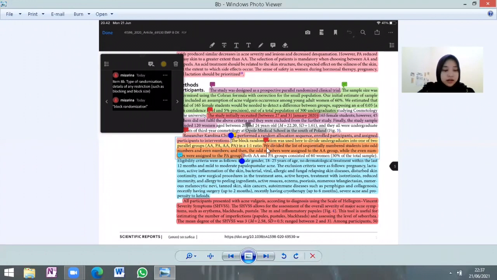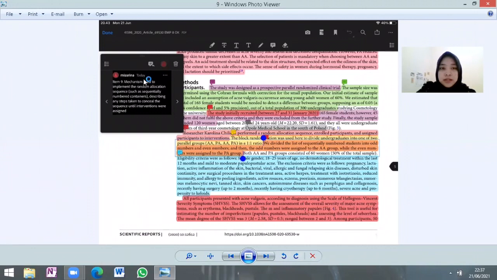The next item is number 9, mechanism used to implement the random allocation sequence, such as sequentially numbered containers, describing any steps taken to conceal the sequence until interventions were assigned. It is reported on page number 5. All participants presented with acne vulgaris according to diagnosis using the Hellgren-Vincent Severity Scale, or HVSS.